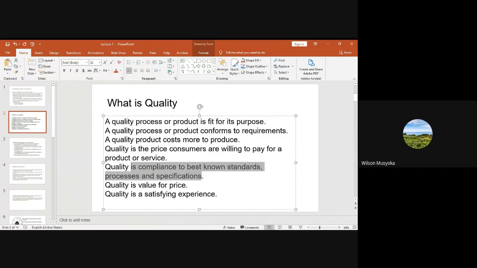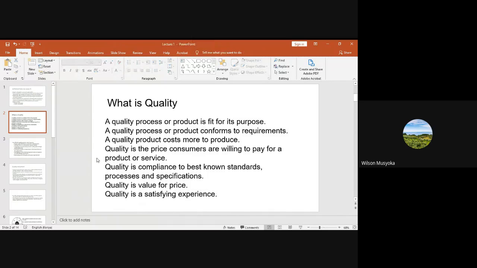Also, quality is value for price. What am I paying for? If I'm paying 1,000 shillings and it is able to deliver the value I am looking for, then I can say that software is of quality. Quality can also be considered as a satisfying experience. If you buy a software, maybe it is a music listening software and you are able to do your mixes and all of that, and it is satisfying you, then you can easily say that that product is of quality.